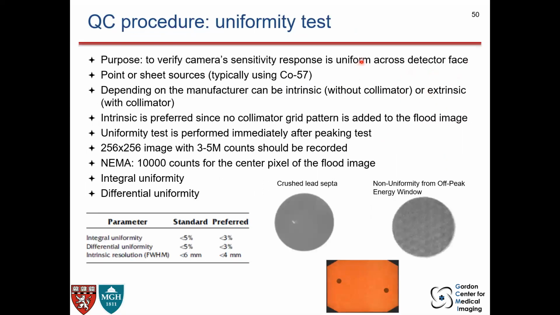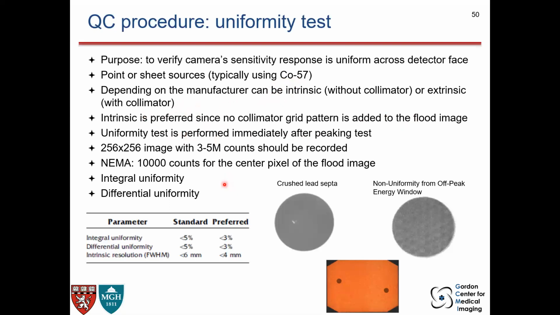Another test is the uniformity test, and the purpose is to verify if the camera's sensitivity response is uniform across the detector face. And again, typically a point or sheet source is used, and everyone prefers to use technetium, but sometimes it's not available, and they use a cobalt source, which has a double photo peak, but it's close enough.